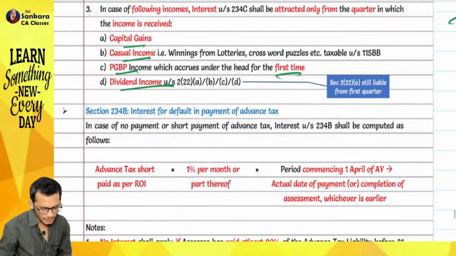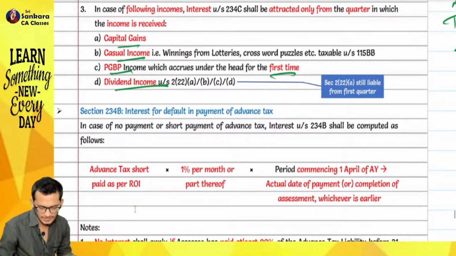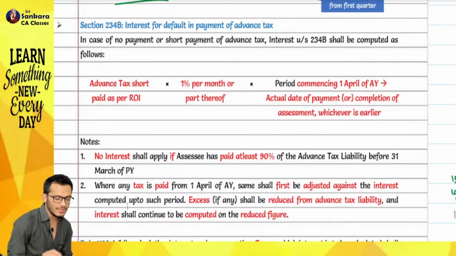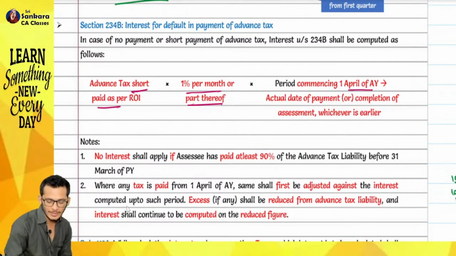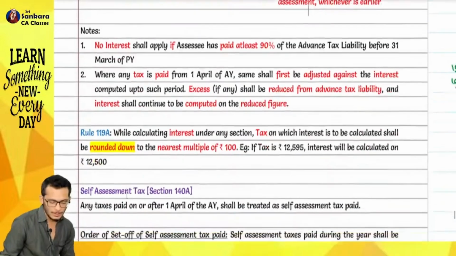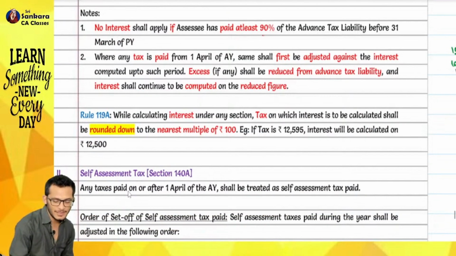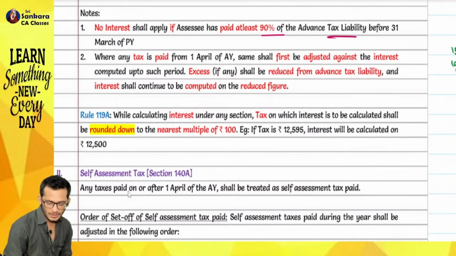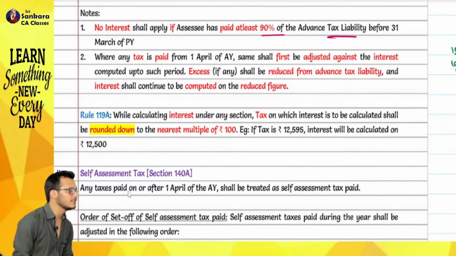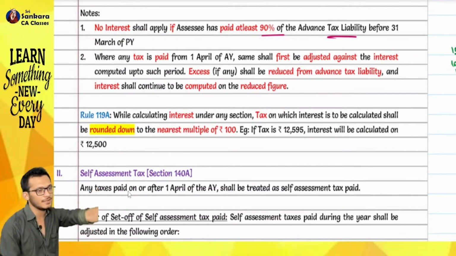Check. 234B, in case of non-payment or short payment of advance tax, 234B will be levied as follows. Any kind of advance tax which is short paid, interest at 1% per month commencing from 1st April till the date of the actual payment. No interest will be levied if the assessee has paid at least 90% of the advance tax liability before 31st March. Where any tax is paid on 1st April, it will first be adjusted against fees, then adjusted against interest, then adjusted against the tax.